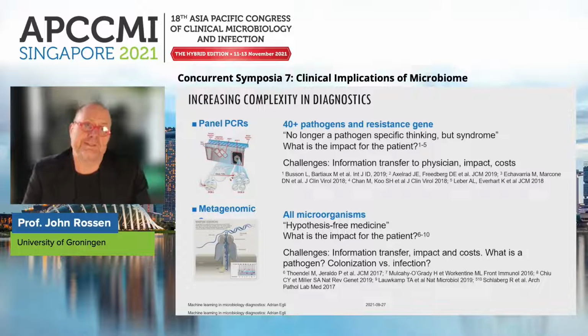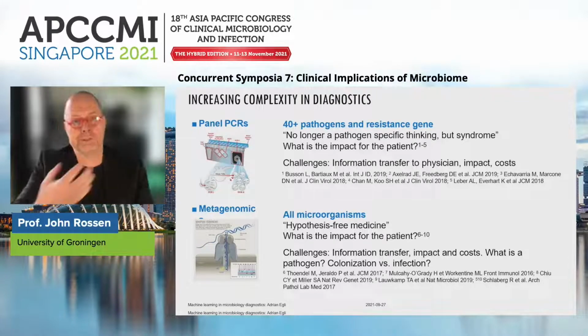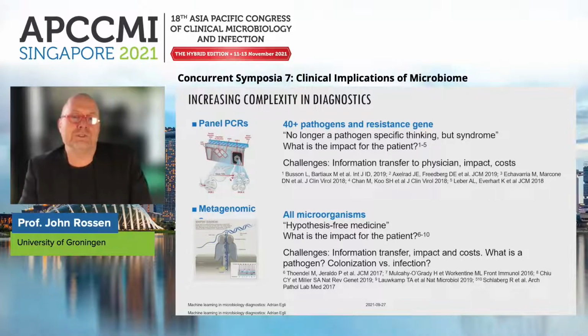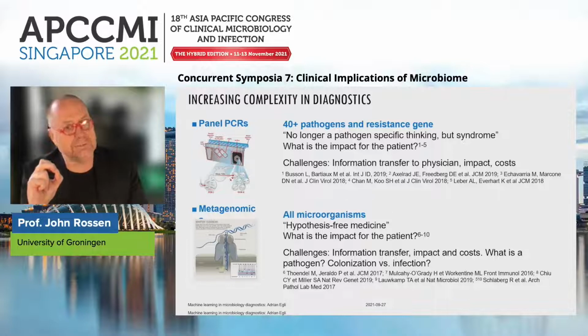Now, obviously, with this increasing complexity in diagnostics, and this already started with, let's say, the panel PCRs, with more than 40 pathogens now and then, we should no longer use pathogen-specific thinking, but we need to think in syndromes. What is the impact for the patient? Obviously, there is a challenge on how to transfer the information to the physician, and what is the impact? And obviously, it comes with higher cost. And this is especially also true for metagenomic sequencing, either shotgun metagenomics or precision metagenomics.